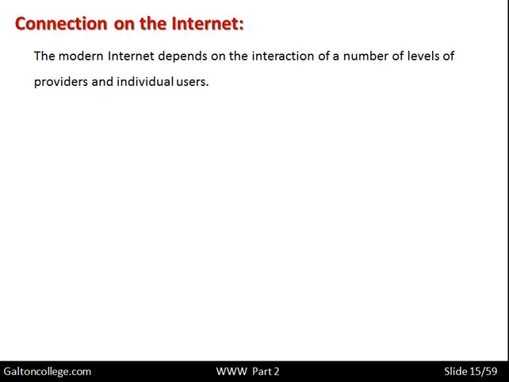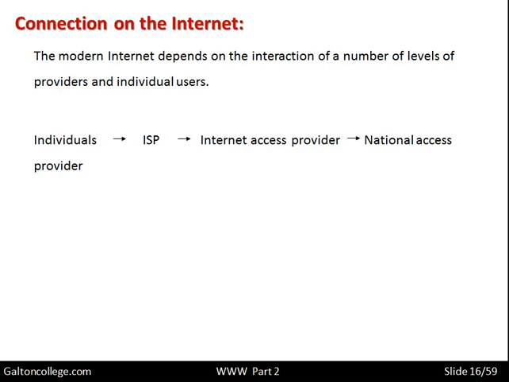Now, connection to the internet. Well, the modern internet depends on the interaction of a number of levels of providers and individual users. For a start, we have the individuals, and the individuals contact the ISP, the Internet Service Provider. The Internet Service Provider is normally a company, and we subscribe to the company. The company enables us to use their facilities. And in this way we get the Internet Access Provider. This way we get national access. We get access to the web itself through the servers of the ISP.